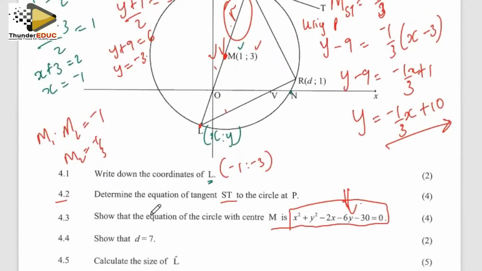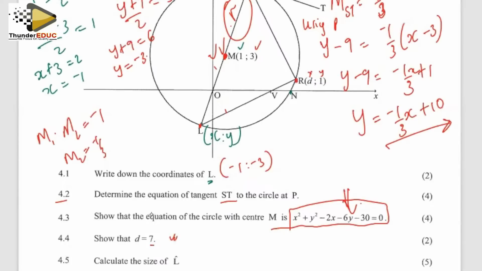Then 4.4, can we show that D is 7? Where is D? D is a point on the x-axis. So what we can do, we can use the equation of a circle since D is lying on the circle. Where there is y, let's put 1, and then let's look for x. Would that be the easiest and quickest? I guess so. That is one approach, if we can use the equation of the circle.